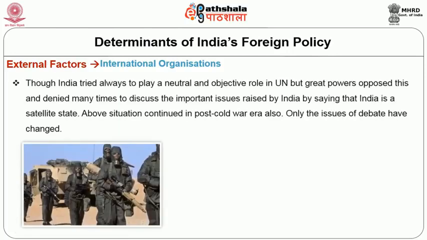Though India always tried to play a neutral and objective role in the UN, great powers opposed this and many times denied discussing the important issues raised by India, saying that India is a satellite state. The above situation continued in the post-Cold War era also. Only the issues of debate have changed.